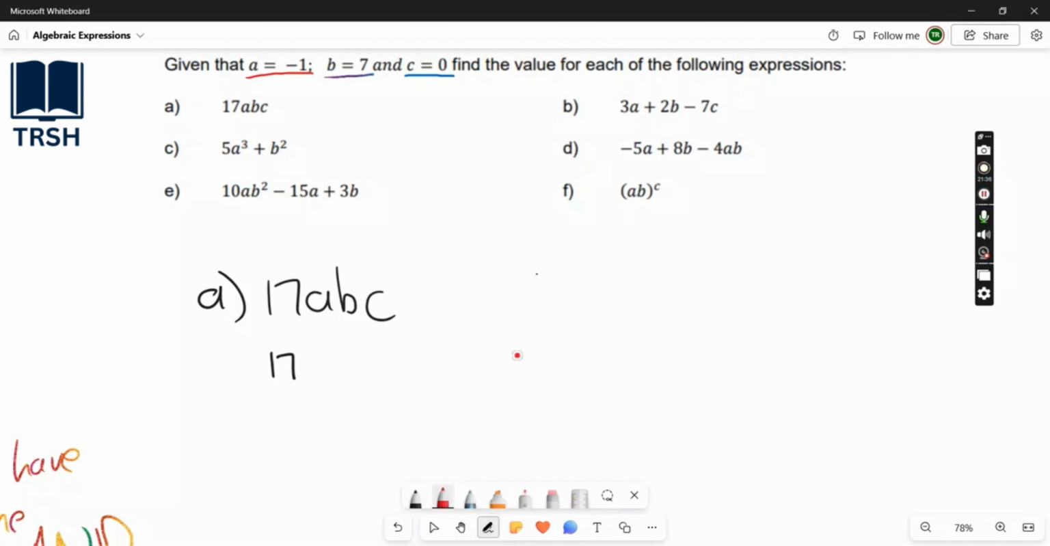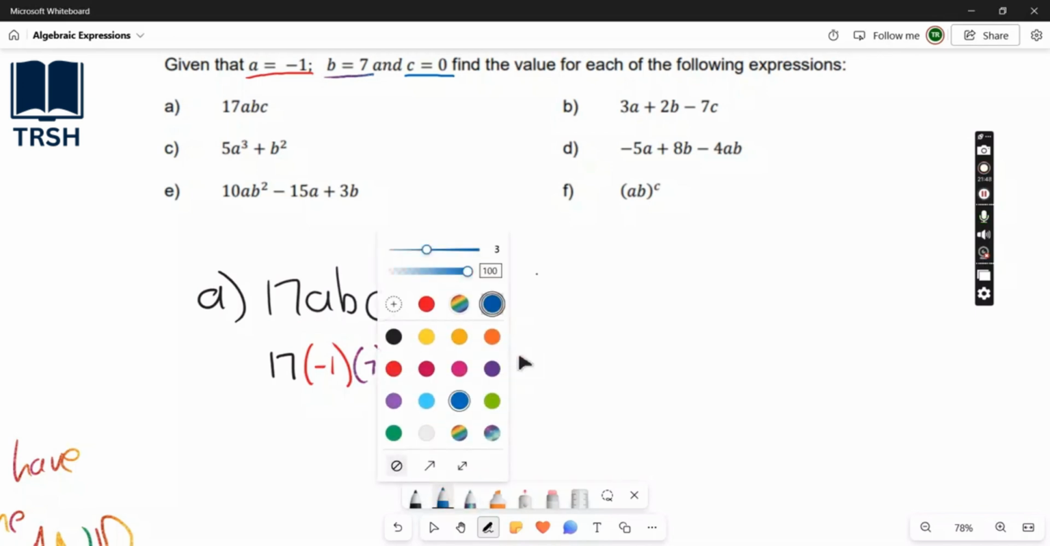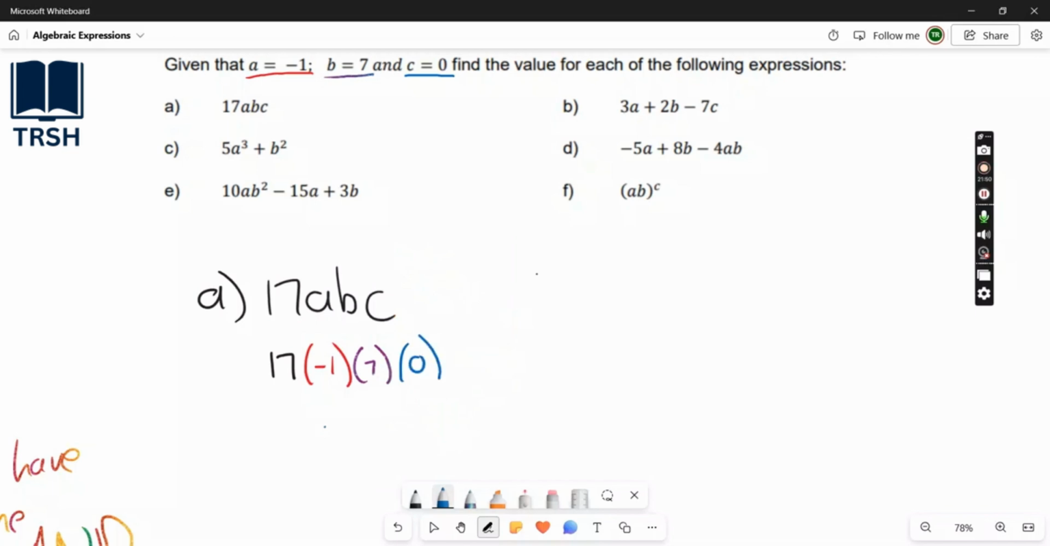Whenever you're substituting, please put it in brackets so that you don't lose any marks. And you'll see what I mean when we get to some questions. B is 7, and then C is 0. Then you can put that in your calculator. So we'll have 17 bracket -1 bracket 7 bracket. I know it might seem like, oh, why must I put it in bracket?